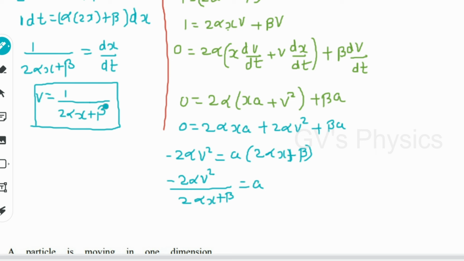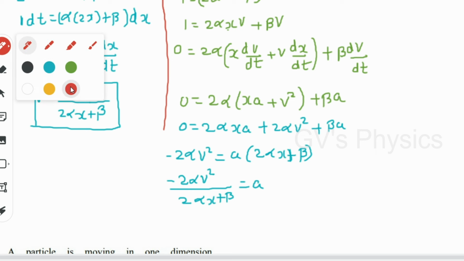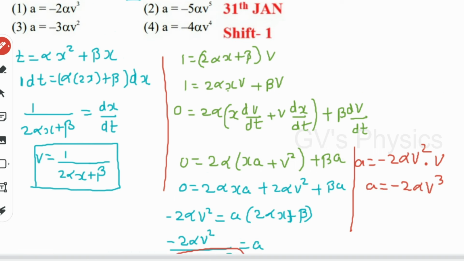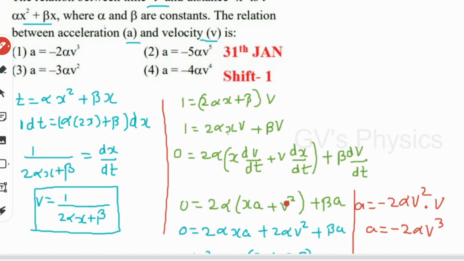We know this term as velocity. So we can substitute: a is equal to minus 2 alpha v square, and this term is again a velocity, so we can write it as v. So a is equal to minus 2 alpha v cube. We'll check the options: minus 2 alpha v cube. Option A is the right answer.